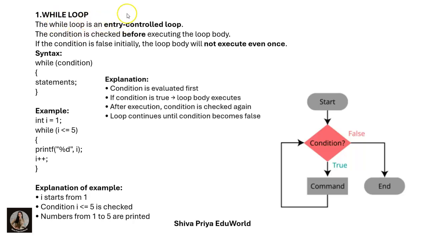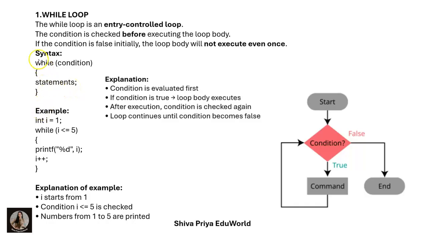The while loop is an entry control loop, which means if the condition is false initially, the loop body will not be executed, not even once. Clear? The condition is checked before executing the loop body. It will check the condition, and if it is true, then only it will execute. If it is false, then it will not execute.